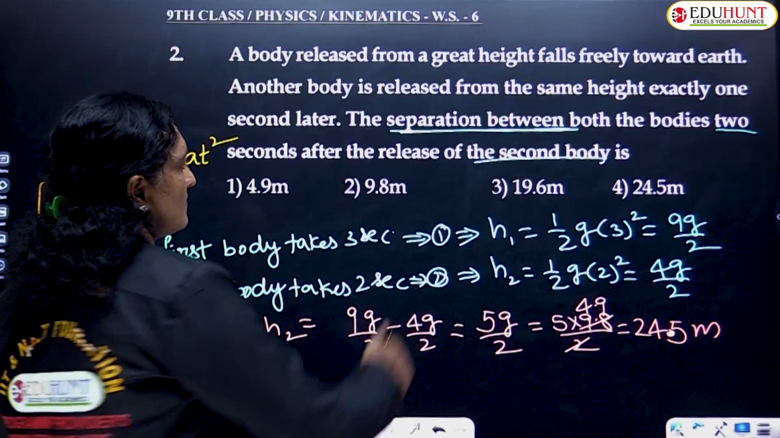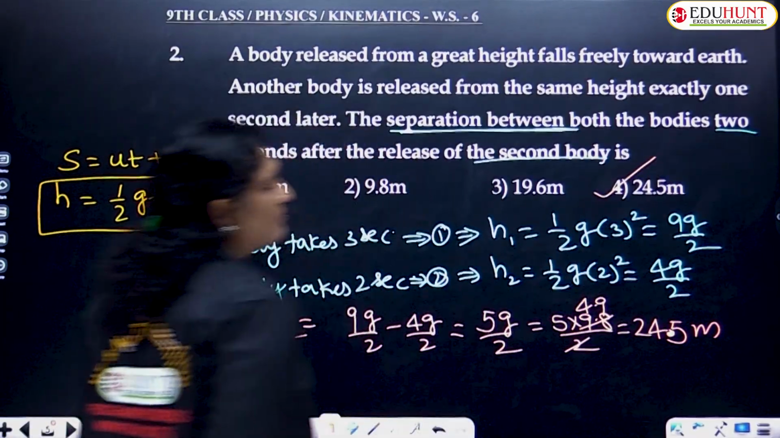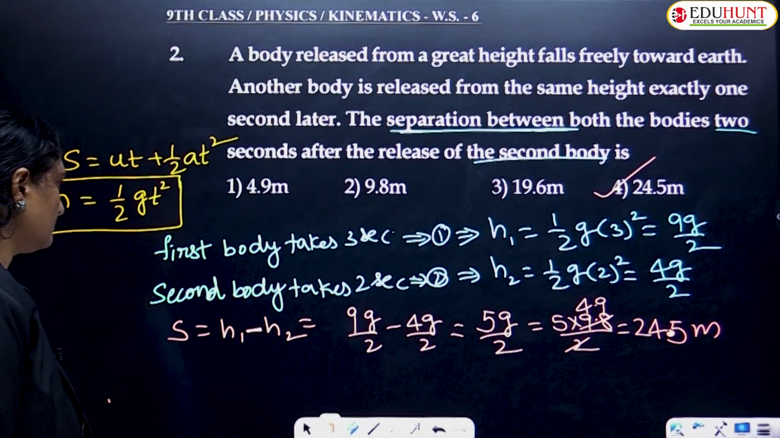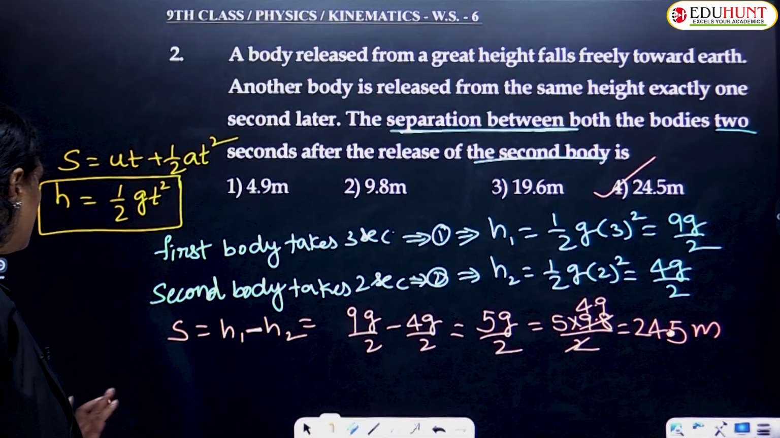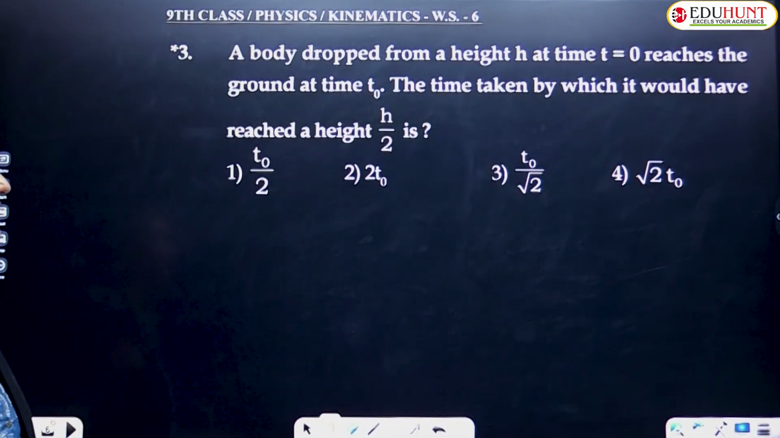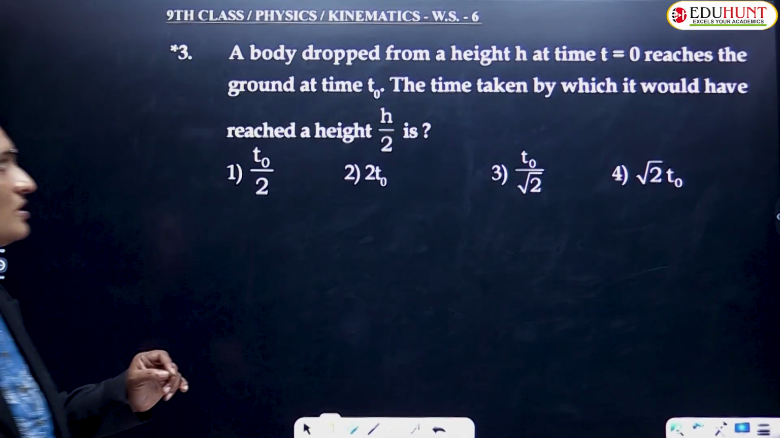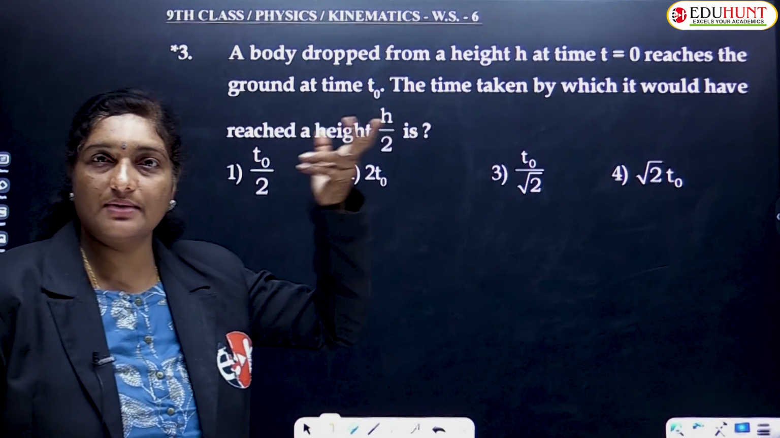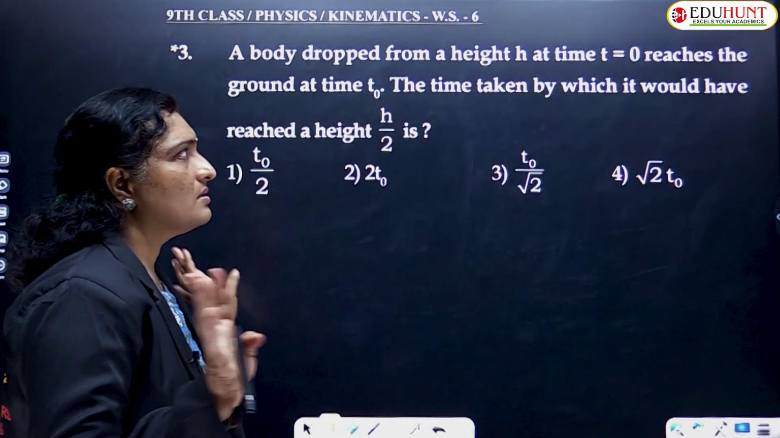So if the first body takes T seconds, the second body travels only for T minus 2 seconds, 2 seconds lesser. If the first body takes 10 seconds, the second body takes 8 seconds. First body 5 seconds, second body 3 seconds. First body X seconds, second body X minus 2 seconds. First body n seconds, second body n minus 2 seconds. So 2 seconds lesser.